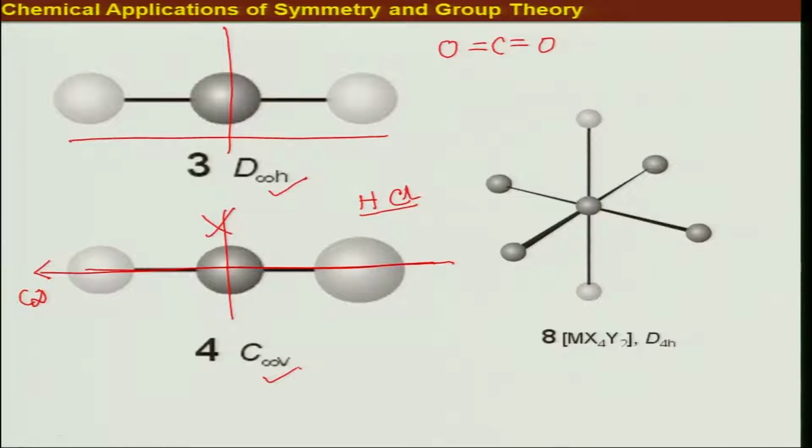So the point group is C infinity V. Okay. Now let's move to another example, an octahedral molecule like this, MX4Y2. If anyone asks you what is the structure of this molecule MX4Y2, any student of inorganic chemistry will say it's an octahedral molecule. True. Now what is the symmetry? We will see that, and for comparison we will also see what happens for a molecule like MX6.